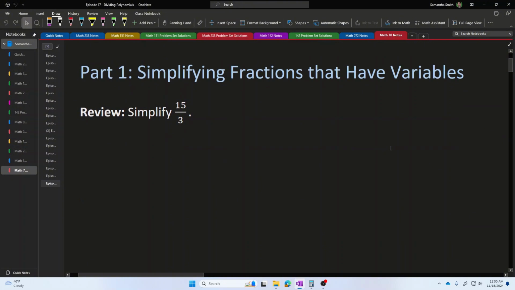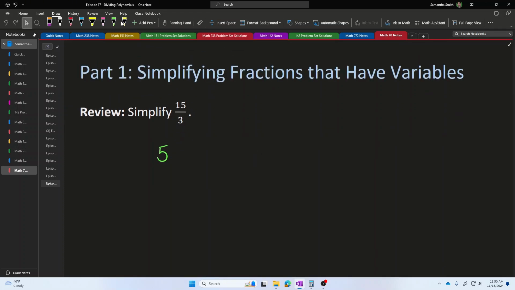related to each other. If I had, for example, 15 over 3, or put another way, 15 divided by 3, this could be simplified just by literally dividing 15 by 3, giving me a result of 5.